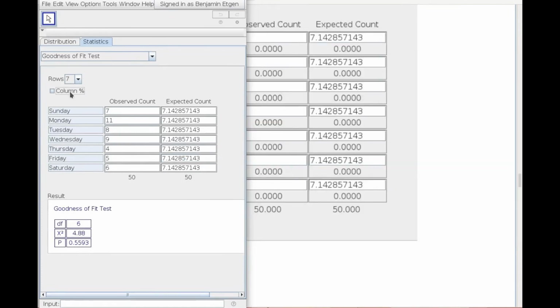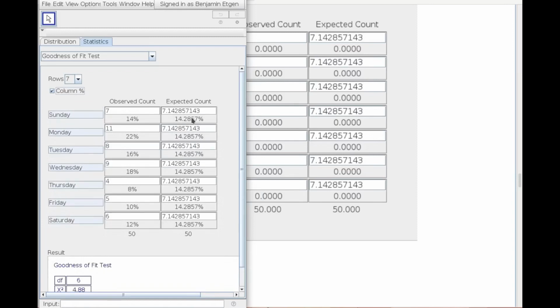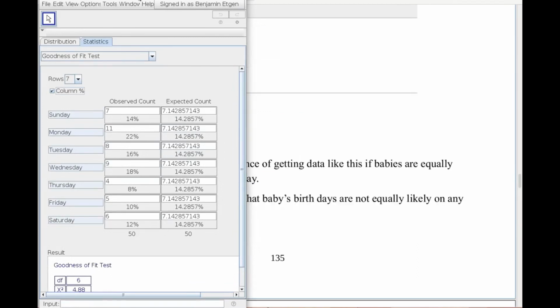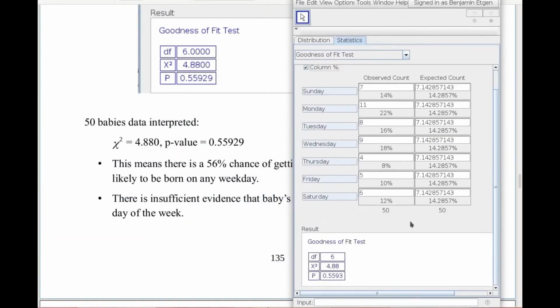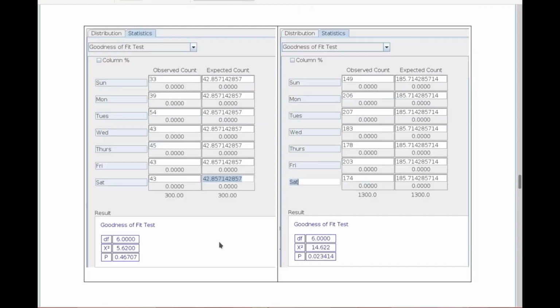Notice that we can also ask to see the column percentages. So when we had the expected value, each percentage was the same, but it'll also give us the percentage for each of the observed values as well. And notice that this tells us that our chi-squared value is 4.88, and here's our p-value. We can then go through and do this again for the 300 randomly chosen baby birthdays and then the 1,300. And of course, see what happens with the p-scores.